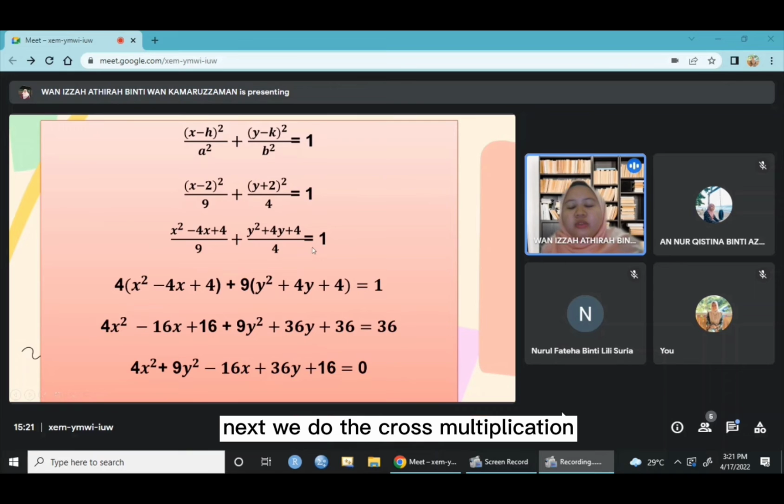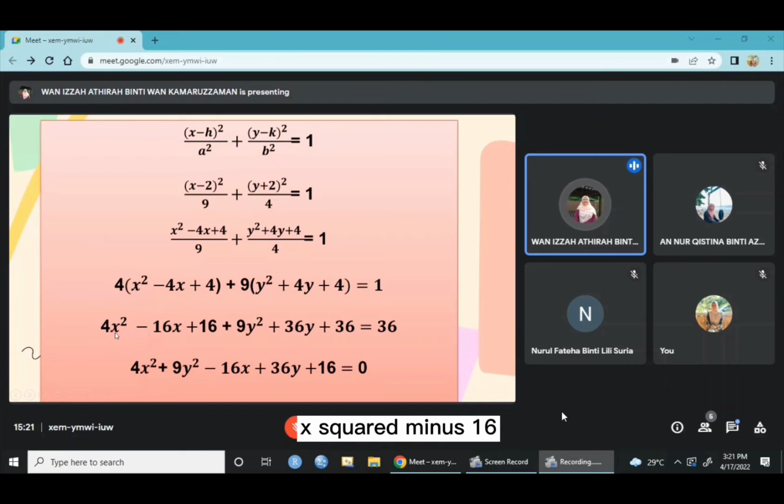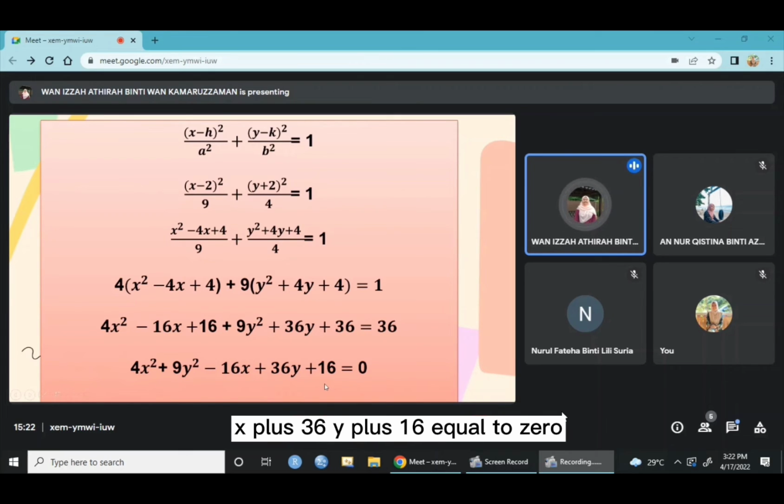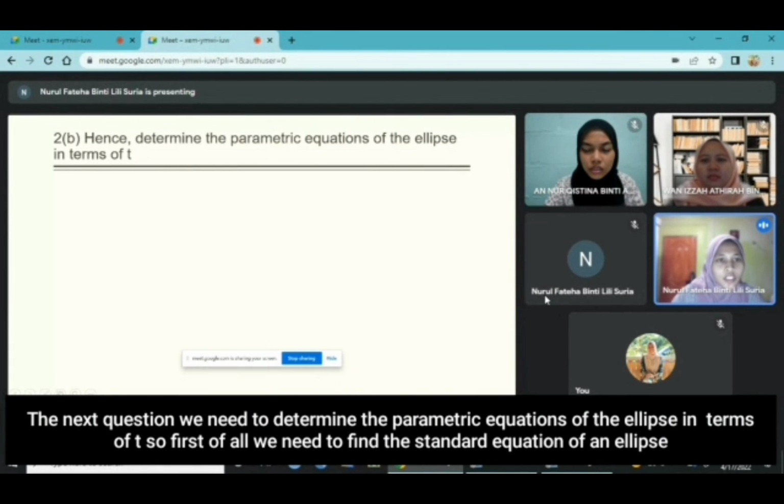Next we do the cross multiplication and we get 4x squared minus 16x plus 16 plus 9y squared plus 36y plus 36 equal to 36. And the general equation for the ellipse is 4x squared plus 9y squared minus 16x plus 36y plus 16 equal to 0. Next question, we need to determine the parametric equation of the ellipse in terms of t.